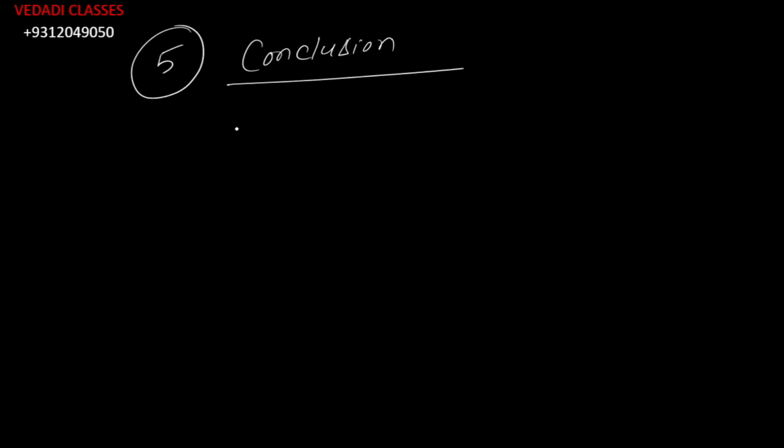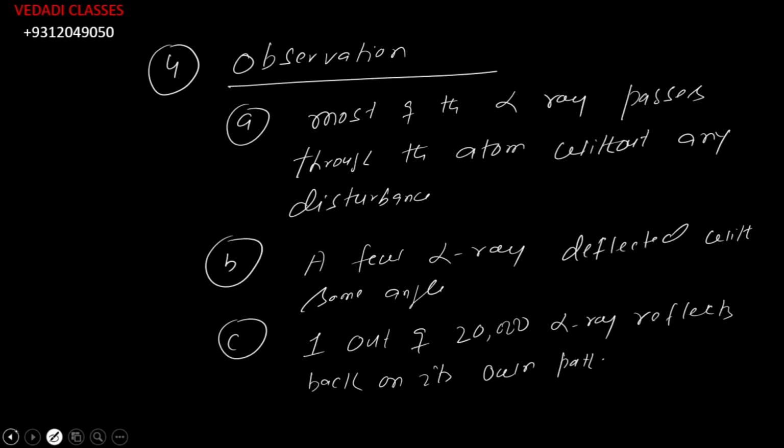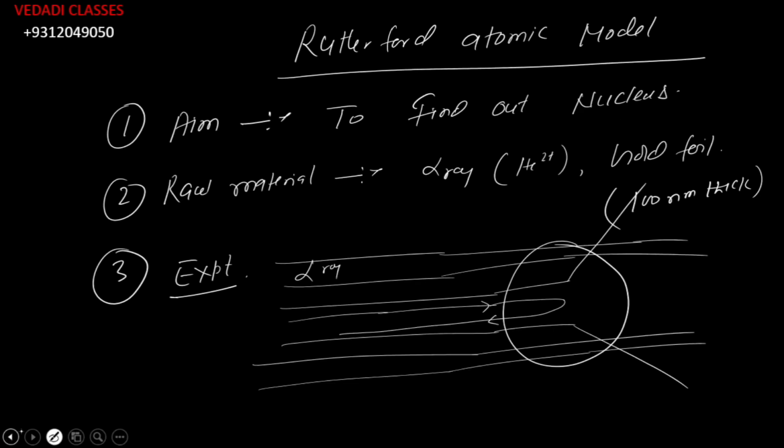After doing the observation, what do you do? You come to the conclusion. So, conclusion. What was your first observation? Your first observation was that most of the alpha rays pass through the atom without any disturbance. It means most of the space of the atom is empty.